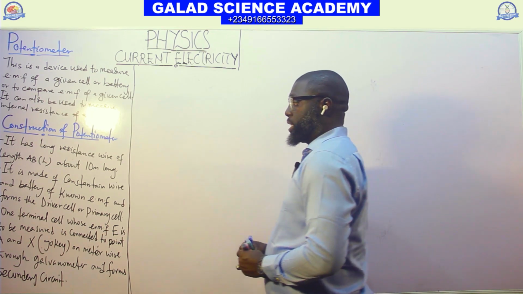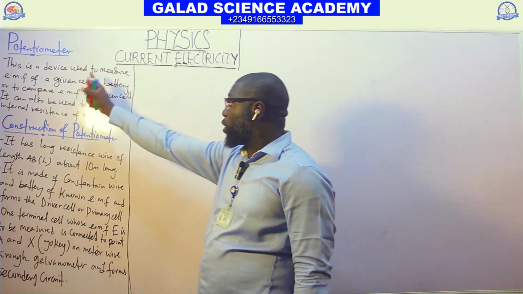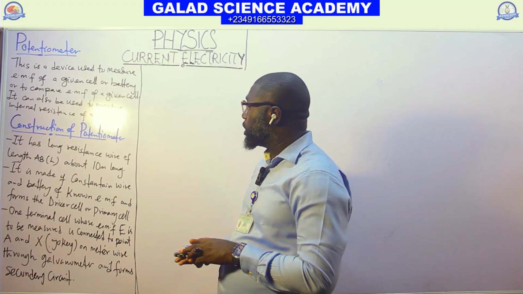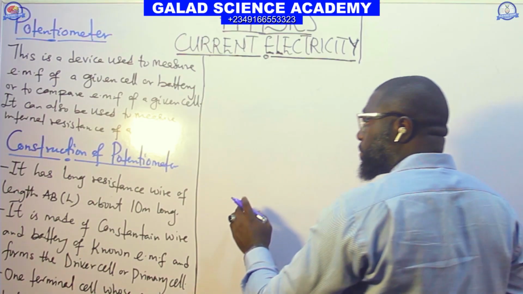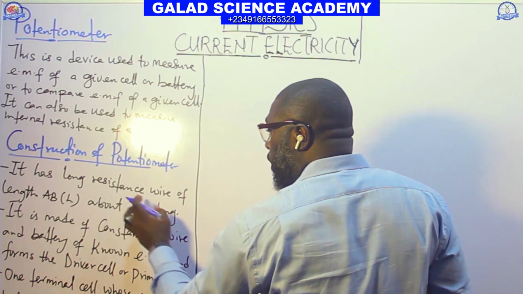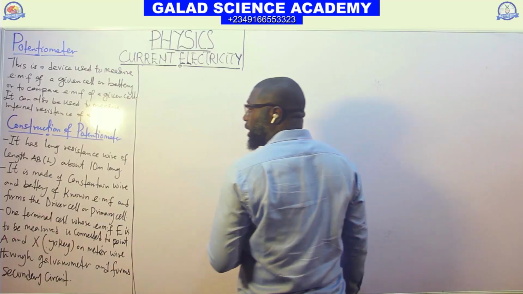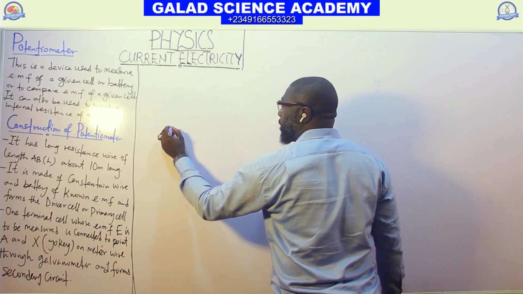So the construction of the potentiometer is just three steps. Let me now draw the structure of the potentiometer. A long resistance wire of length AB, which is 100 centimeters long. Let's do that now.